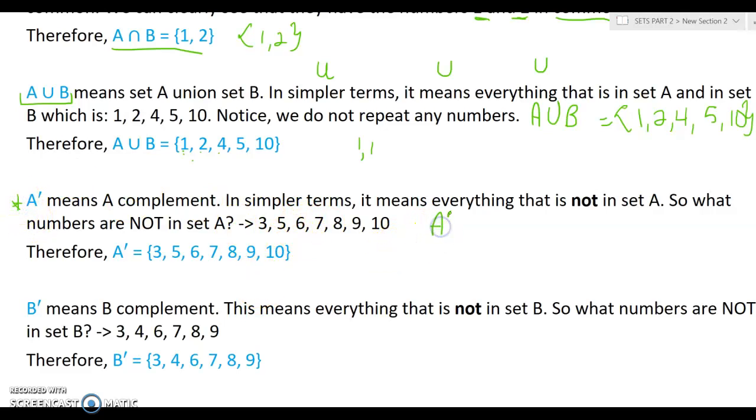A, and we have a little dash at the top. That means a complement. In simpler terms, it means everything that is not in set A, right?